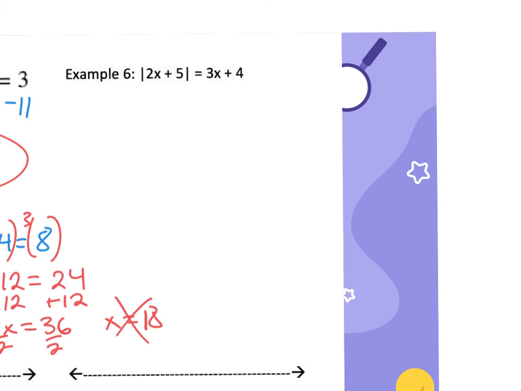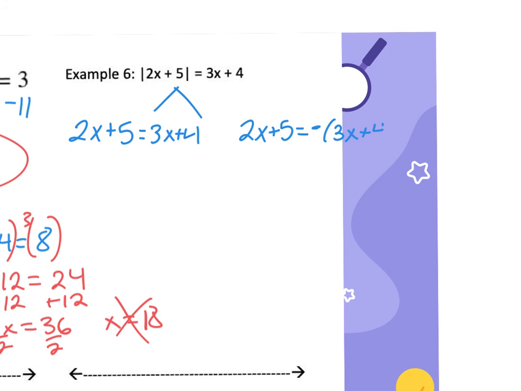Next one, my absolute value is already isolated, so that worked out good. I can go ahead and just split it into two problems. So 2x plus 5 equals 3x plus 4, sorry. And then we have 2x plus 5 equals -3x plus 4. Go ahead and solve. So this first one, we got to get it down to one variable. We're going to subtract the 2x. We end up with x plus 4 is 5. Subtract the 4. We get x is 1.